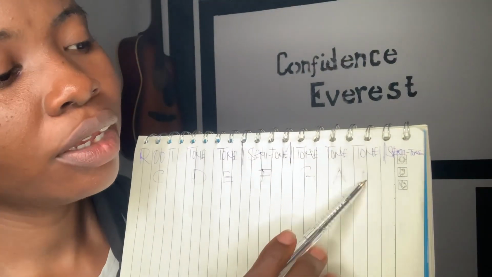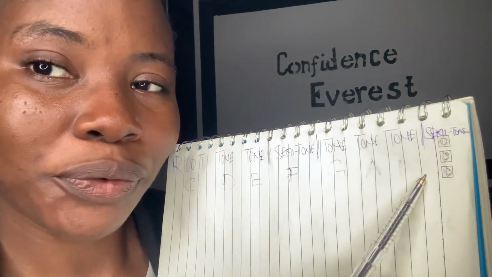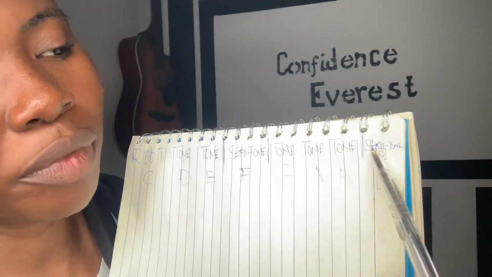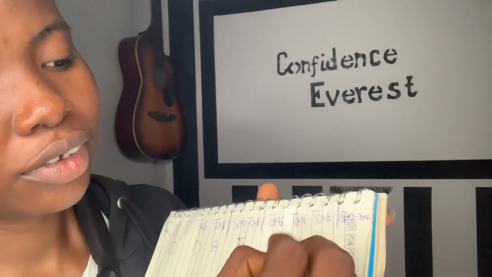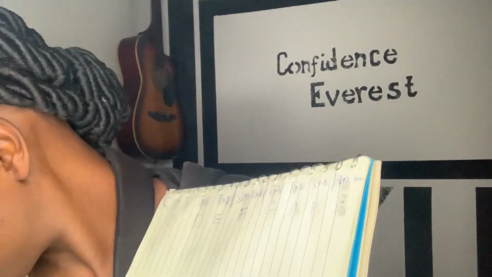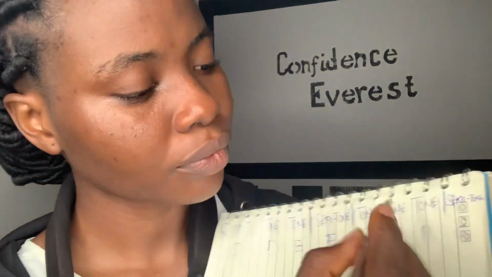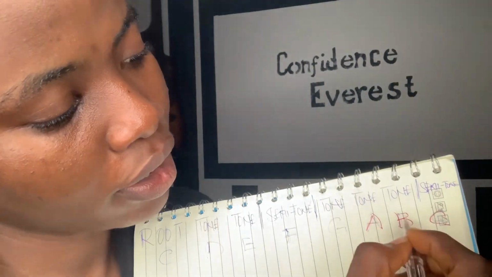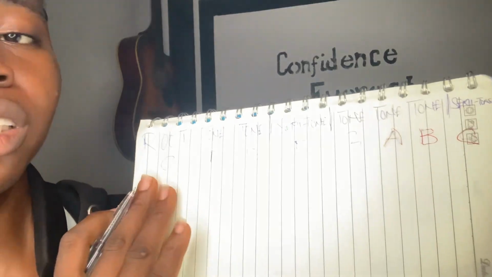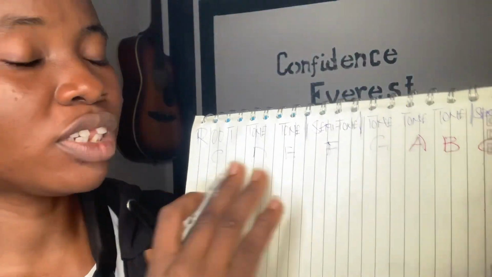Now from B to C is a semitone. And so the formation here brings us up to C again. Our pen is failing. Let's get another pen. So we have B and C. A, B, and C. So this is the note formation for C major.